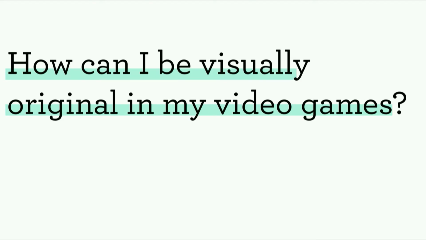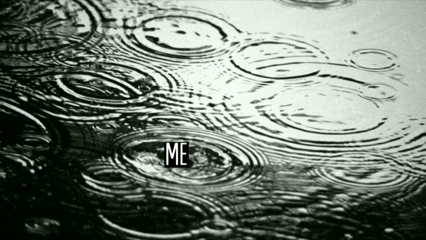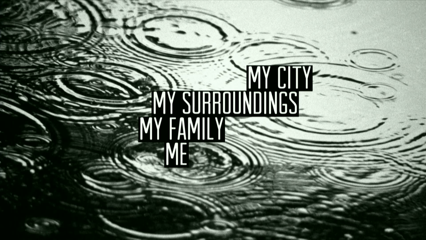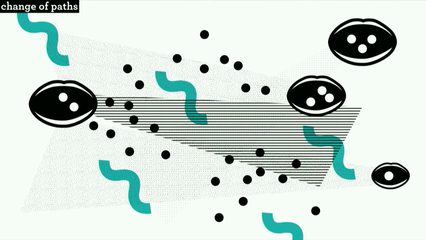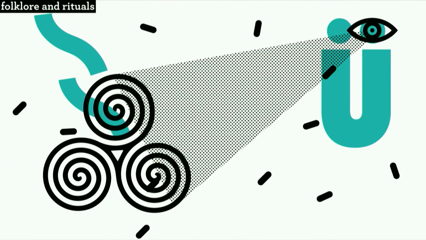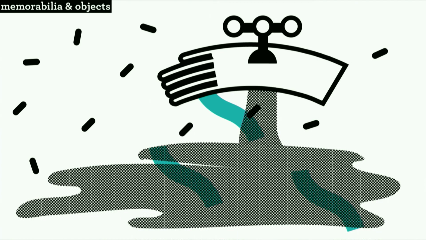So to conclude, how can I be visually original in my video games? Drawing from my own experience as an indie video game designer, the importance of involuntary memory and the influence of personal and cultural identity of my context has significantly influenced my visual design process. My inspiration, as I said, comes from lost and dropped paths: ancestry, folklore, rituals, objects. All those things help me work through the chaos of visual trends I live in, in order to make my games look somehow different.